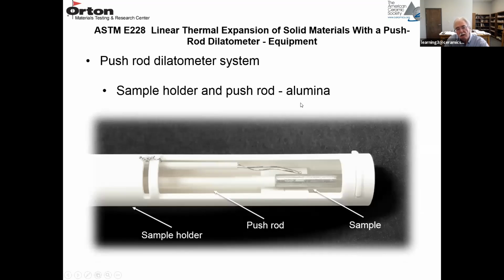And this is another example with an alumina push rod and holder system. Here's the push rod. Here's the holder. This is a platinum calibration standard sitting in there. And you have your thermocouple. Ideally, you want to put the thermocouple as close as you can to the sample to get an accurate measure of the sample temperature.